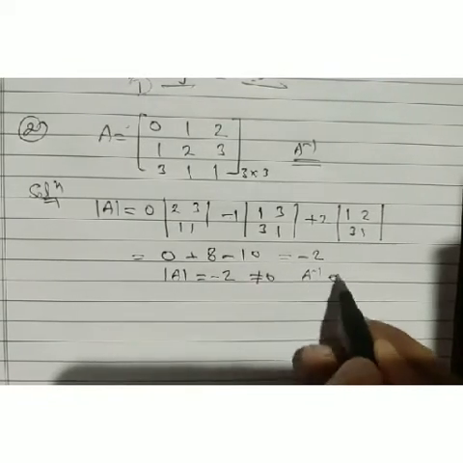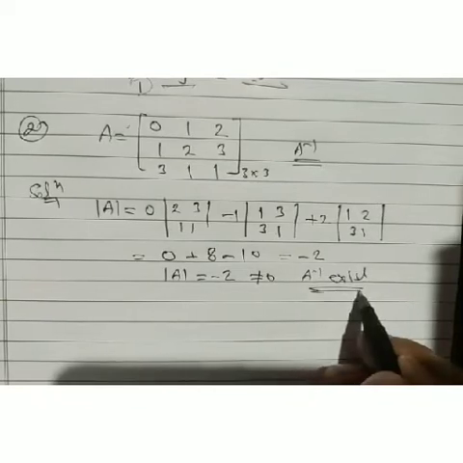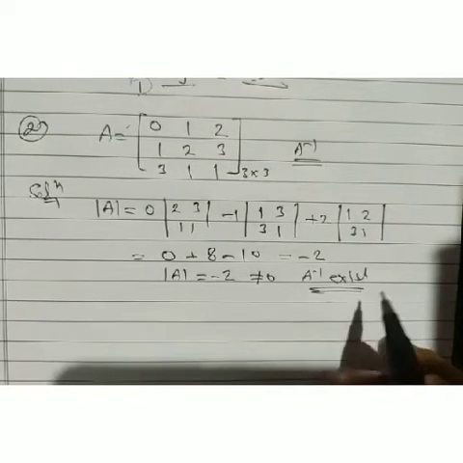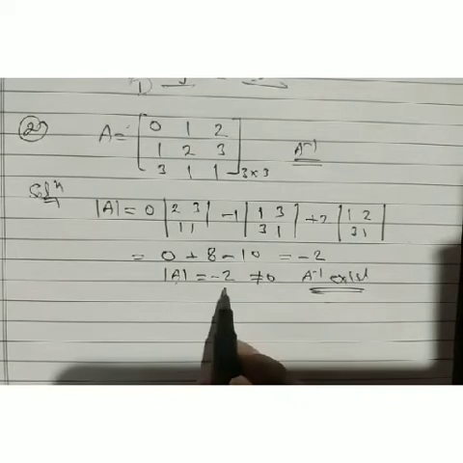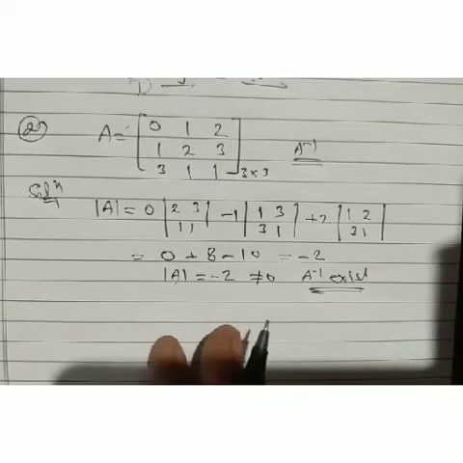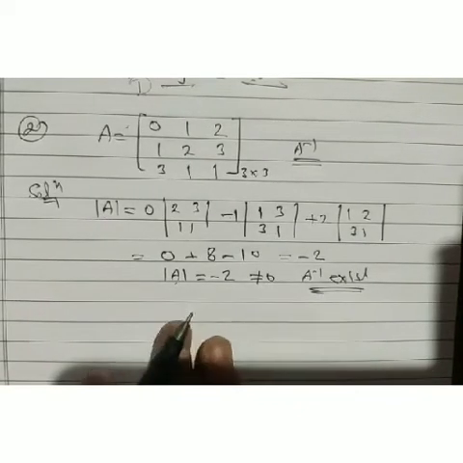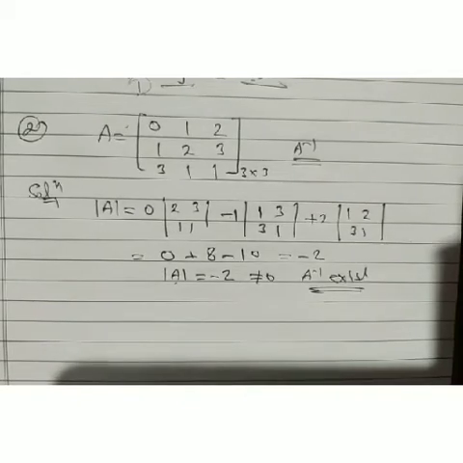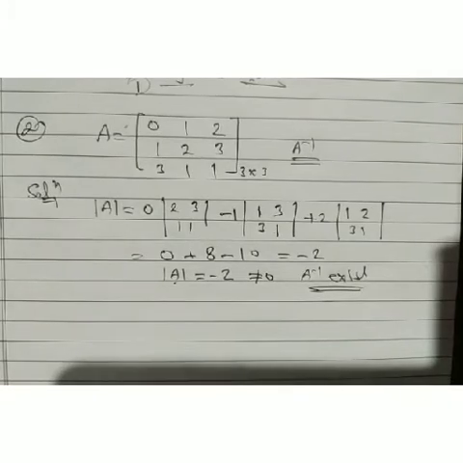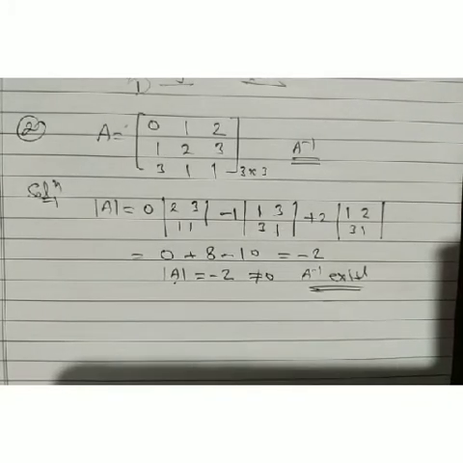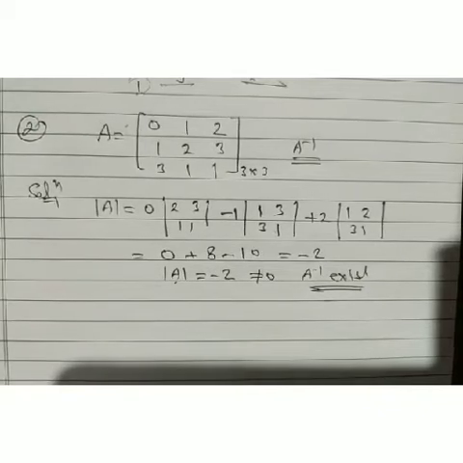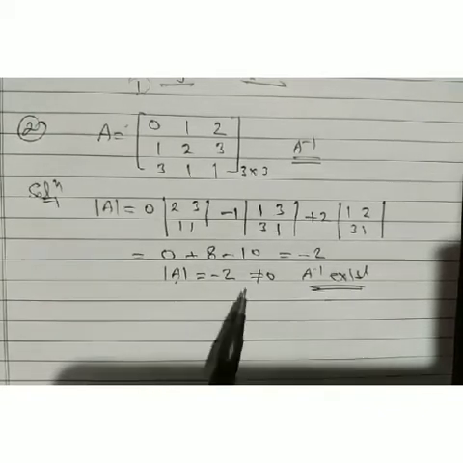That means A inverse exists, because the determinant of A is non-zero. It may be negative, it may be positive, but it cannot be equal to 0. Whenever it is equal to 0, the matrix is called a singular matrix. In a singular matrix, the inverse does not exist. To find the inverse of any square matrix, the matrix should be non-singular, and a non-singular matrix is one whose determinant value is not equal to 0.